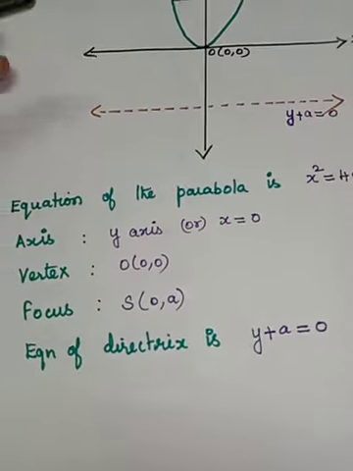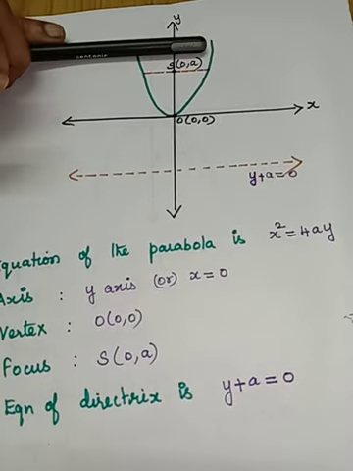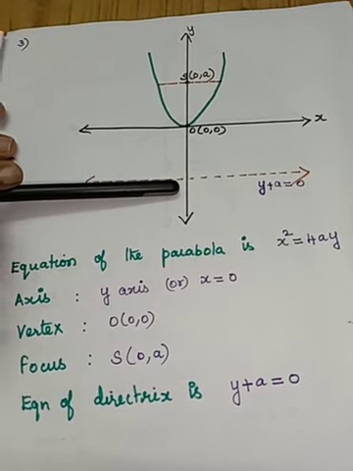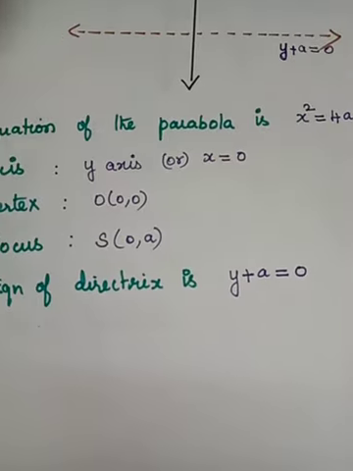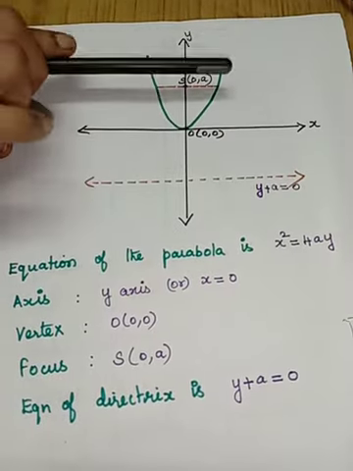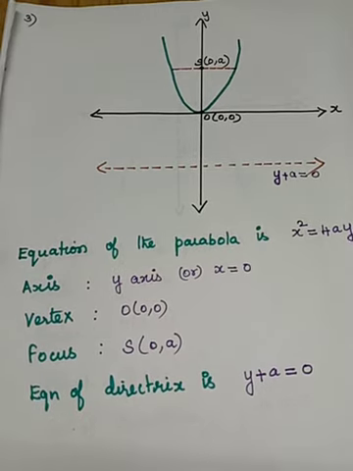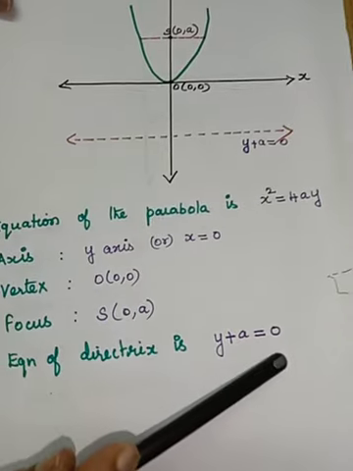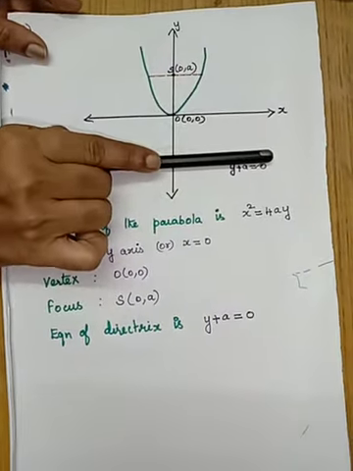What I said about the directrix is that it is just opposite to the focus. The focus is on the positive side, so the directrix should be on the negative side. So y is equal to minus a, which means we can write y plus a is equal to 0. The focus is a point but the directrix is a line.